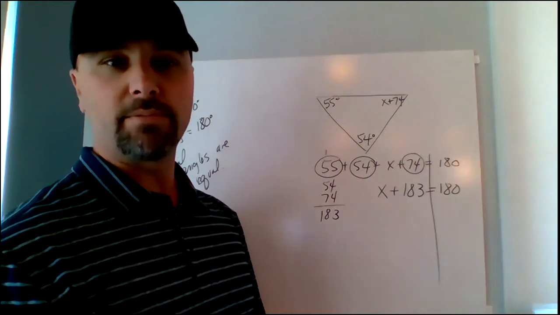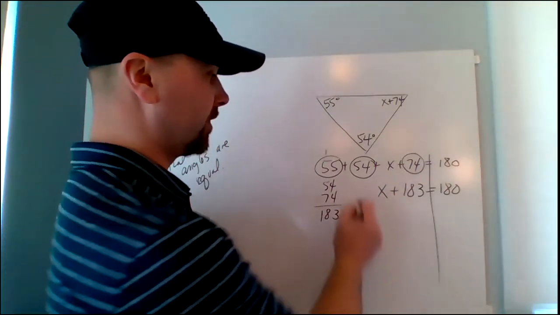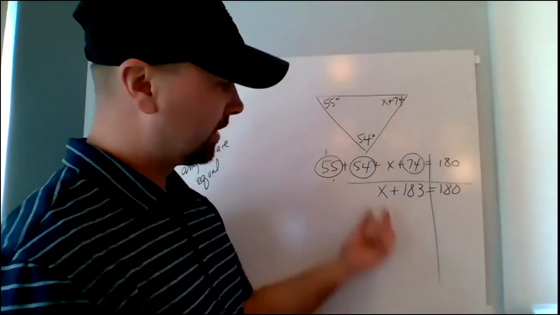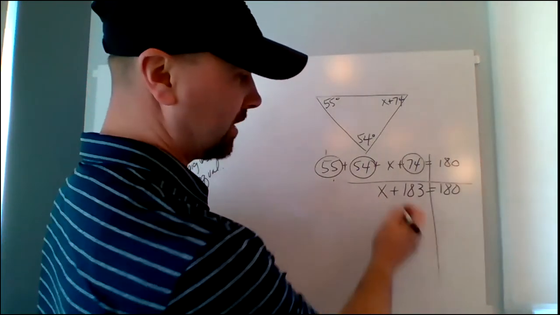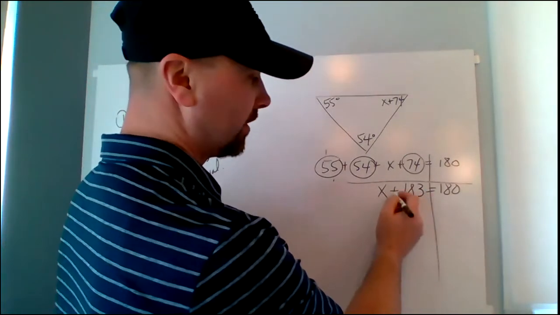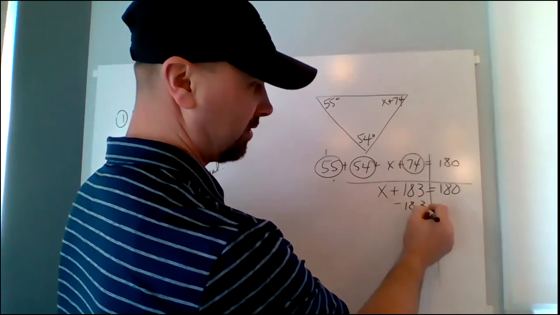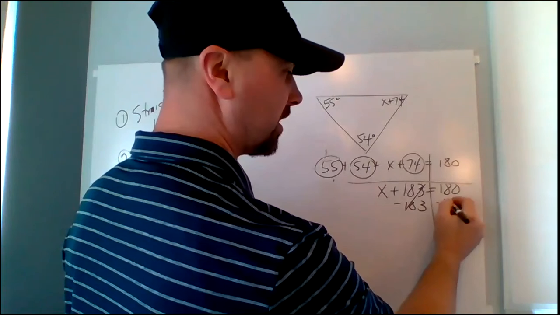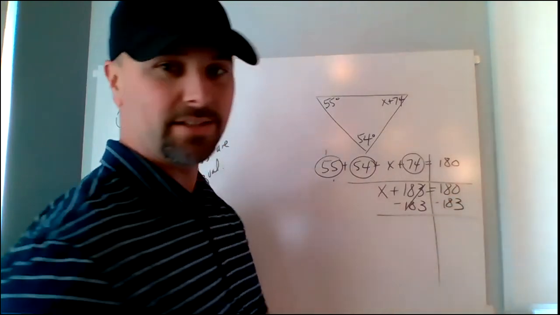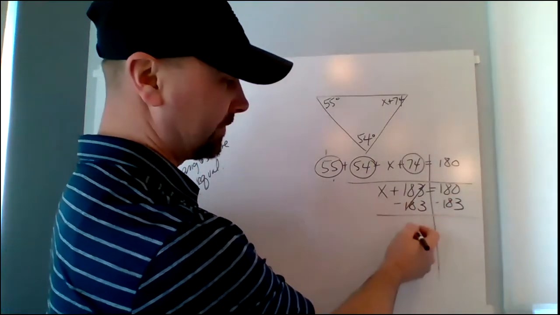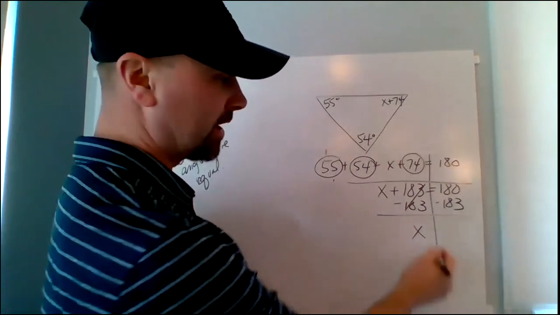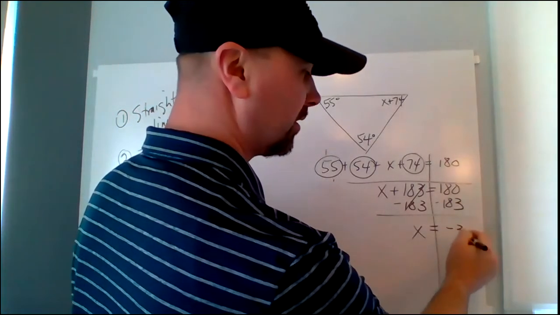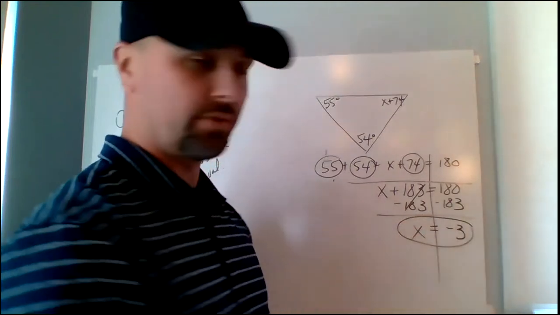Okay, now that I've simplified this equation, I'm ready to start solving. Get x alone, so I need to get rid of this 183. The opposite of plus 183 is minus 183. What I do to one side, I do to the other. Keep it balanced. Left side still has my x. Your equal side comes down. 180 minus 183 would be a negative 3.